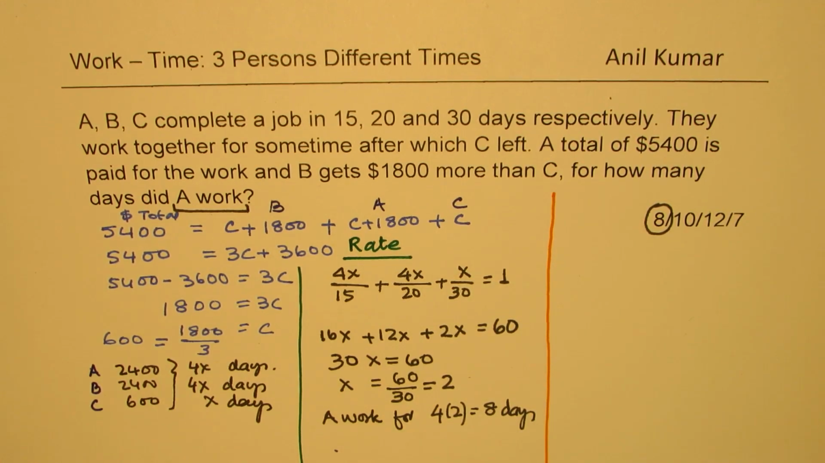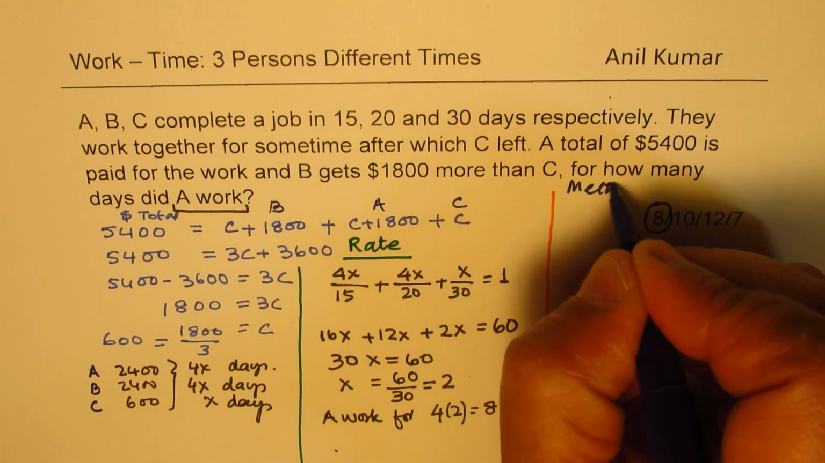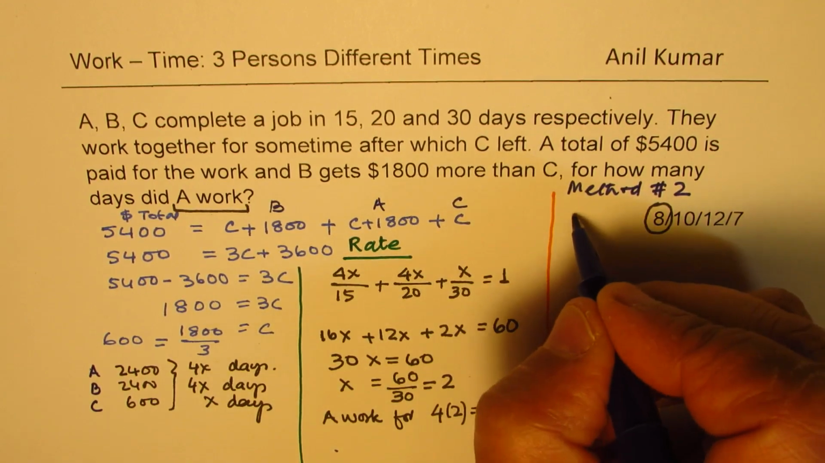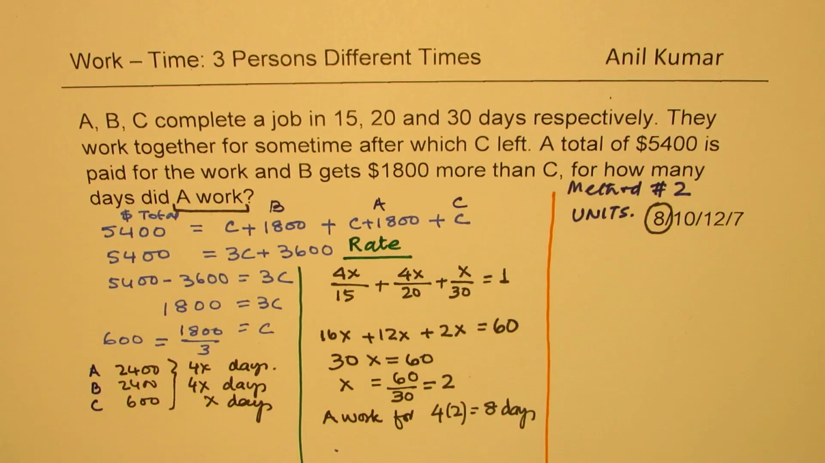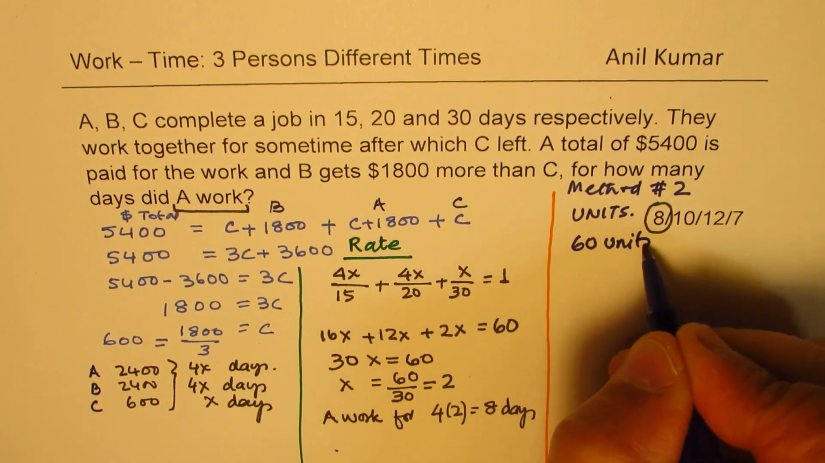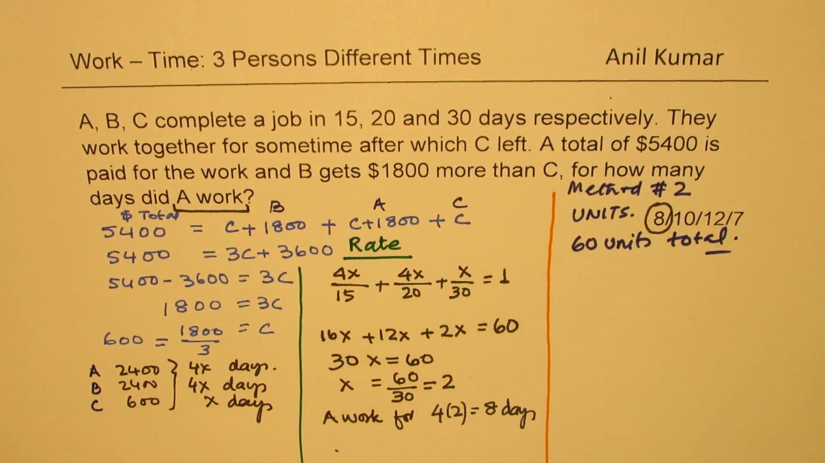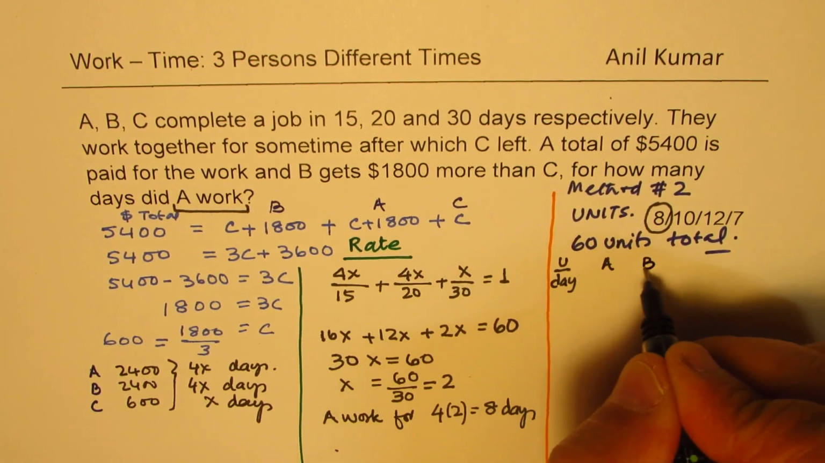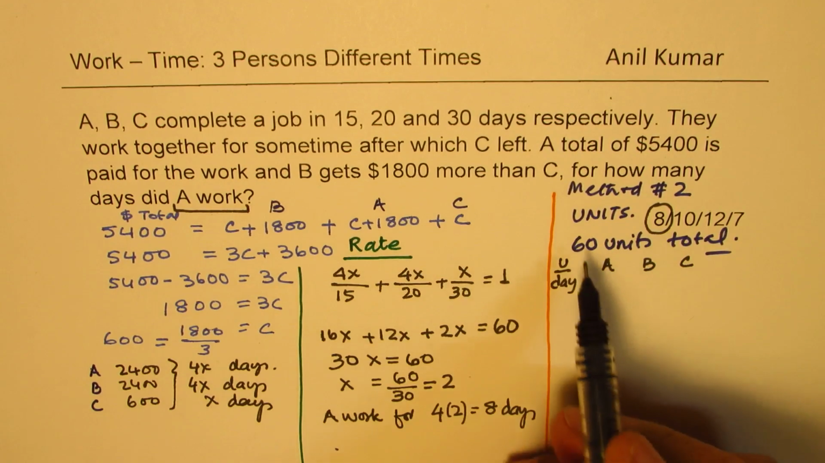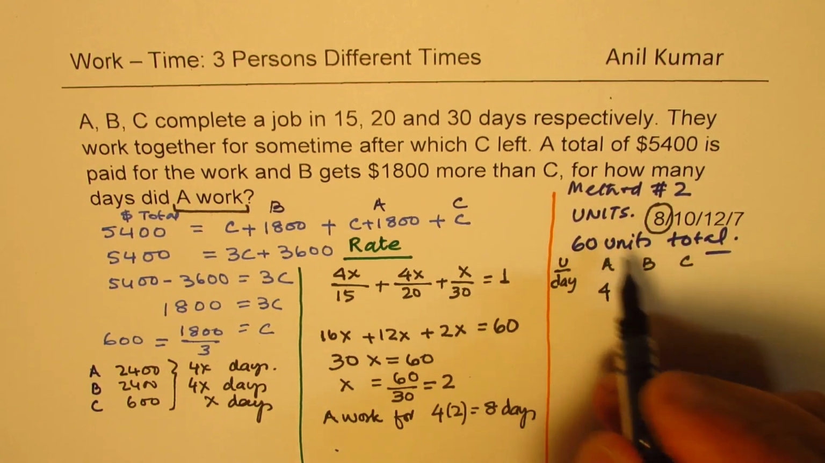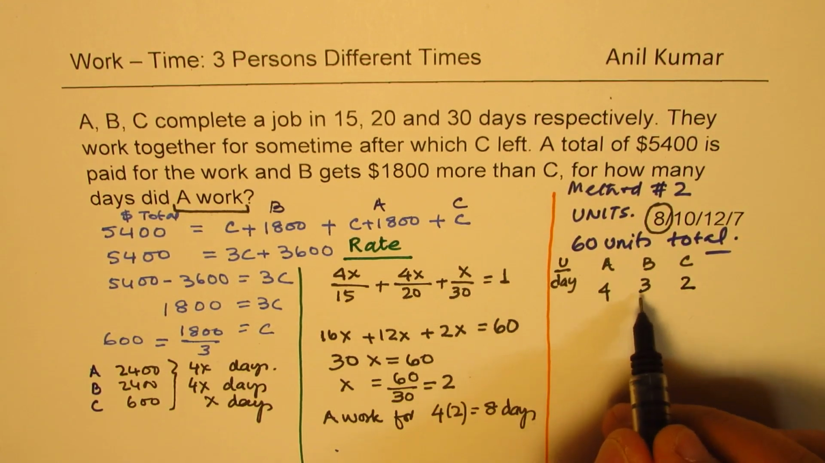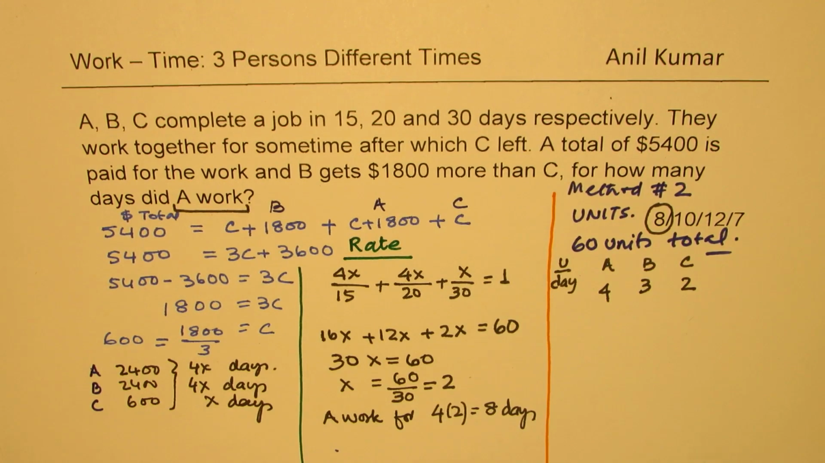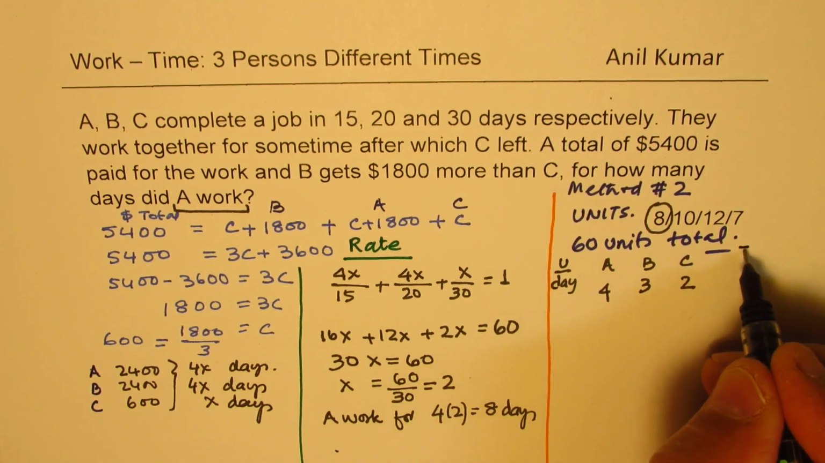Now, for this question, you could also adopt method 2, which is based on units, right? So as far as 15, 20, 30 is concerned, we'll consider 60 units total. Correct? So how many units per day for A, B, C? For A, 60 divided by 15 is 4. For B, 60 divided by 20 is 3. And for C, it is 2. So that many units per day, right?